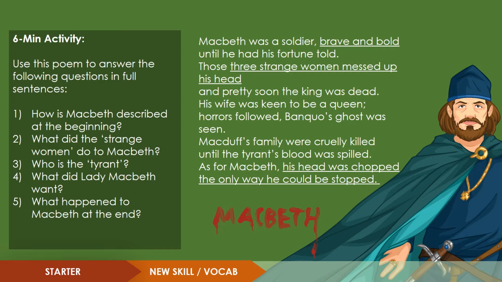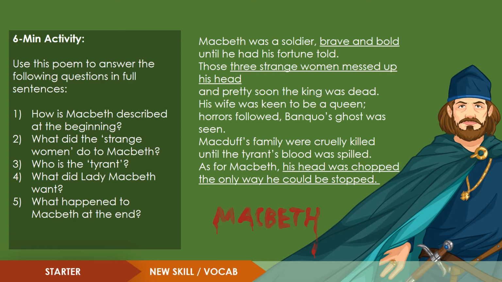So Macbeth was a soldier, brave and bold, until he had his fortune told. Those 3 strange women messed up his head, and pretty soon the king was dead. His wife was keen to be a queen, horrors followed, Banquo's ghost was seen. Macduff's family were cruelly killed, until the tyrant's blood was spilled. As for Macbeth, his head was chopped, the only way he could be stopped.